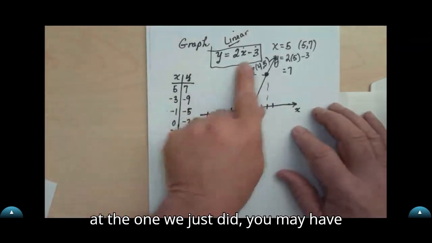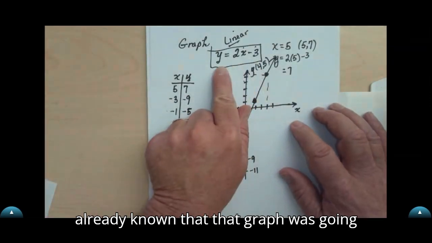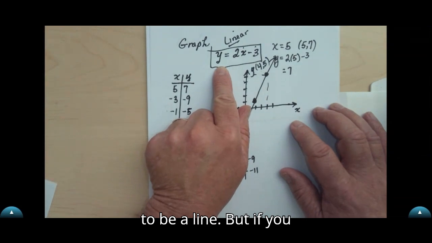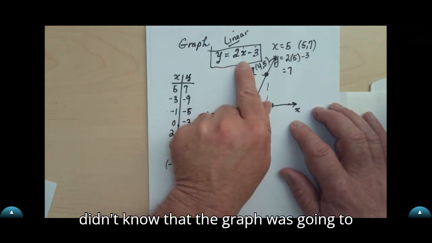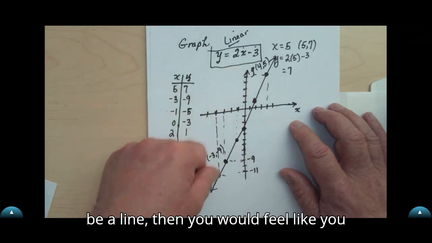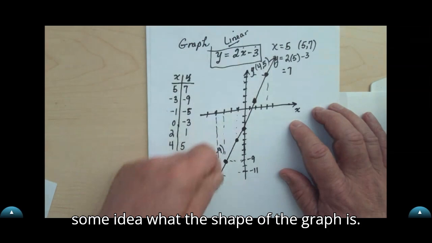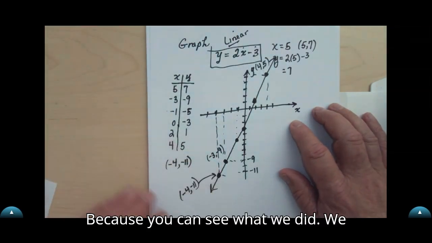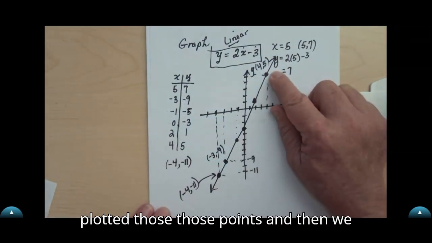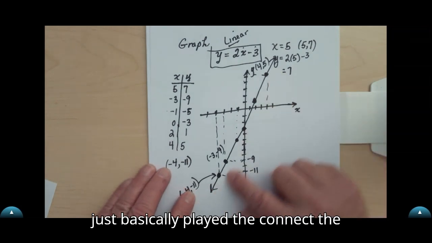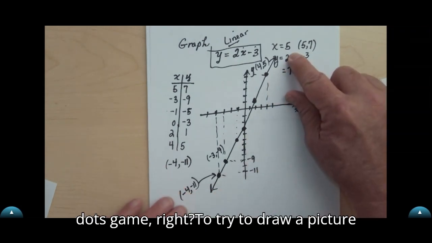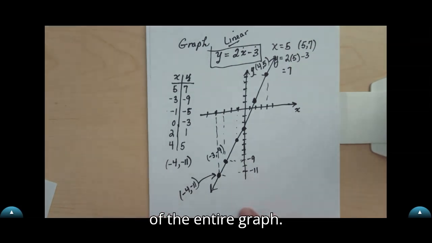And here's the thing to get. If y'all just briefly look back at the one we just did, you may have already known that graph was going to be a line. But if you didn't know that, then you would feel like you needed quite a few points plotted to have some idea what the shape of the graph is. Because you can see what we did: we plotted those points, and then we basically played the connect the dots game, to try to draw a picture of the entire graph.